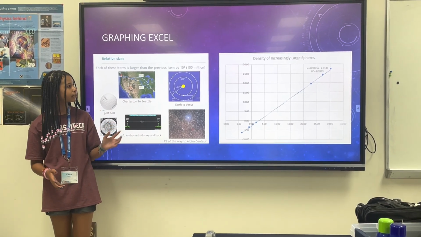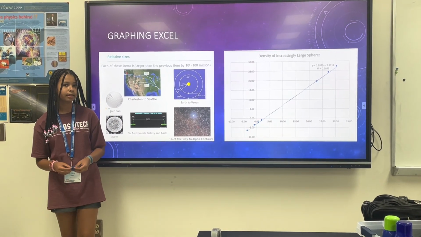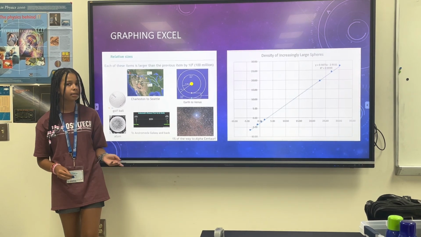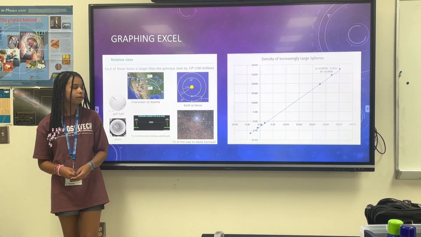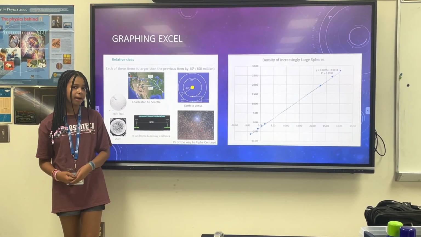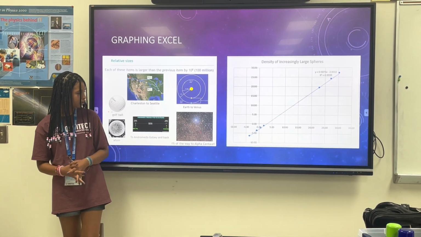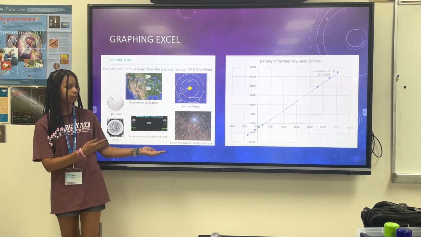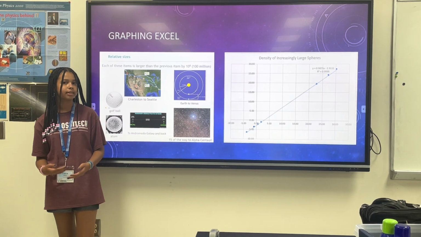So scientific notation is a way that we compress it. So instead of having a big number like 100 million and having to write that out, we can say something like 10 to the 8th power. And here are just a bunch of examples of really small objects and really big objects that can now be represented in the same way.